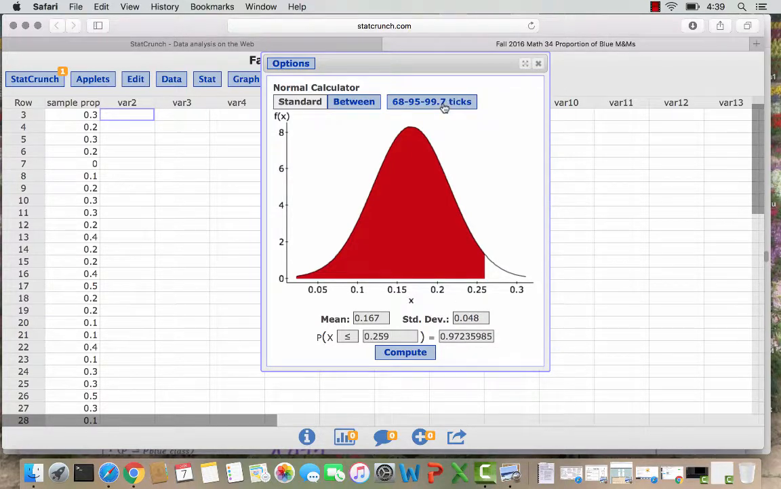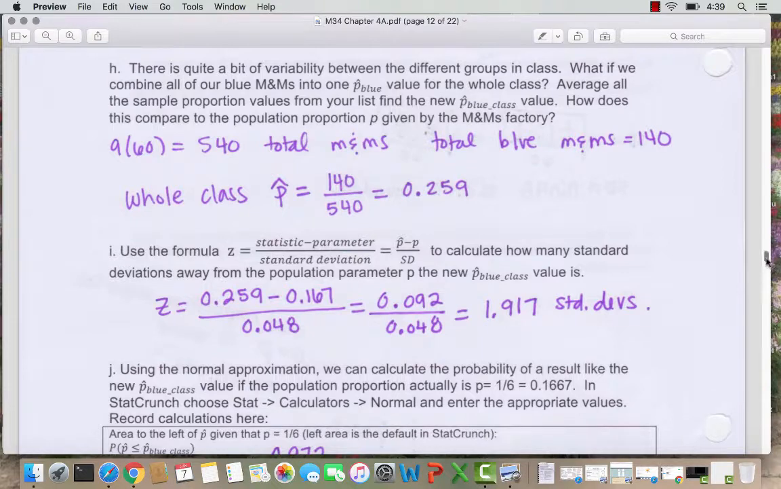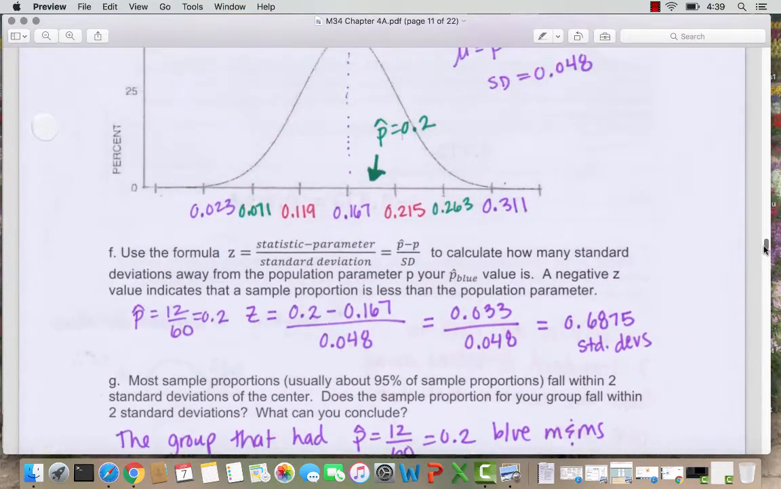And then if you want to see our 68, 95, 99.7 ticks, remember you can click on that. And this should look very similar, give or take rounding, to the sketch that we've got on the previous page.